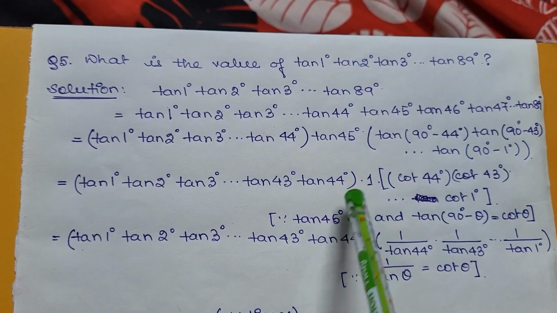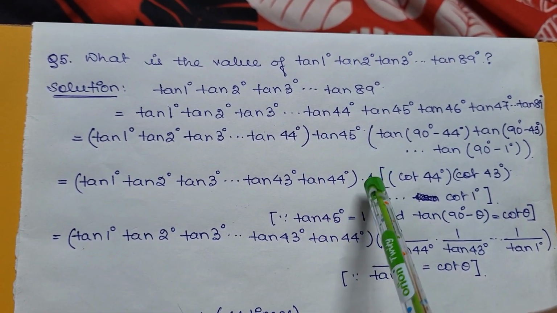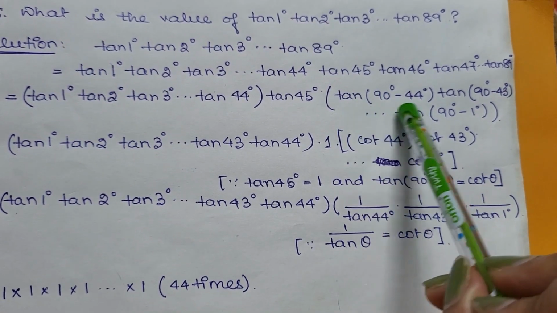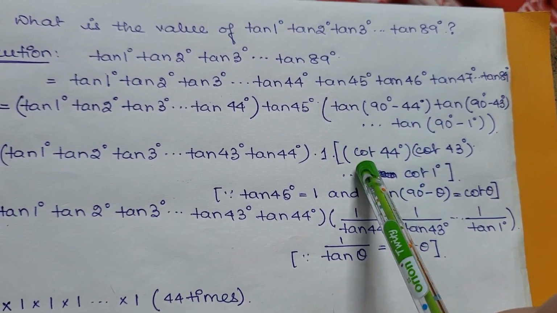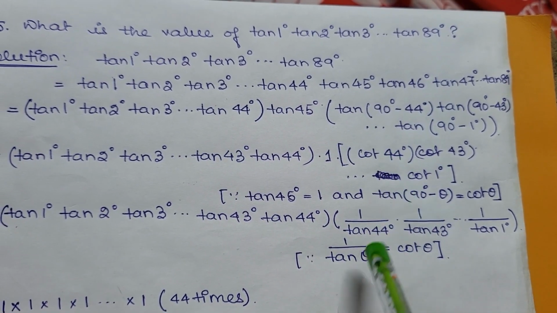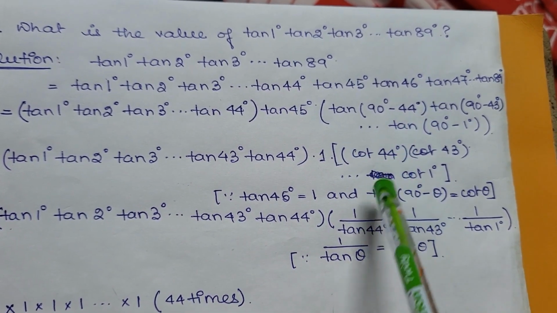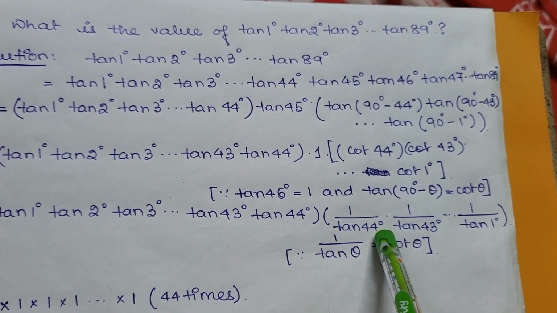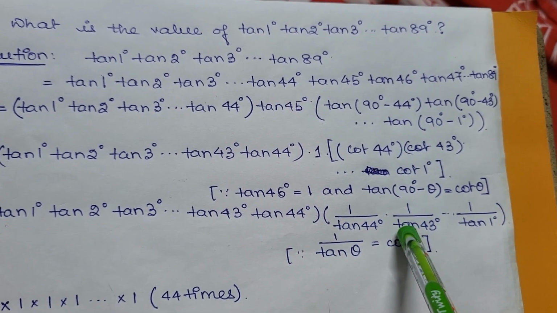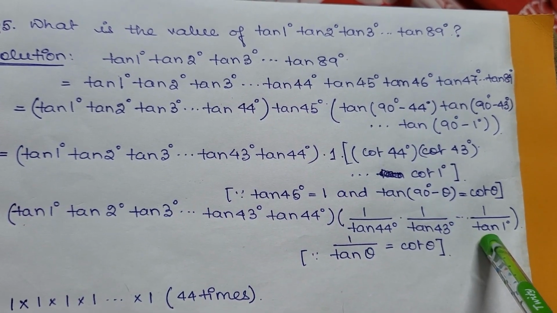Now let's see what we can do. So we have clubbed this together. The tan 45 degree becomes a 1 and this whole thing here is now written in terms of cot. Now we know that cot theta is equal to 1 by tan theta. So this cot 44 degree can be written as 1 by tan 44 degree. This cot 43 degree can be written as 1 by tan 43 degree. And this cot 1 degree can be written as 1 by tan 1 degree.